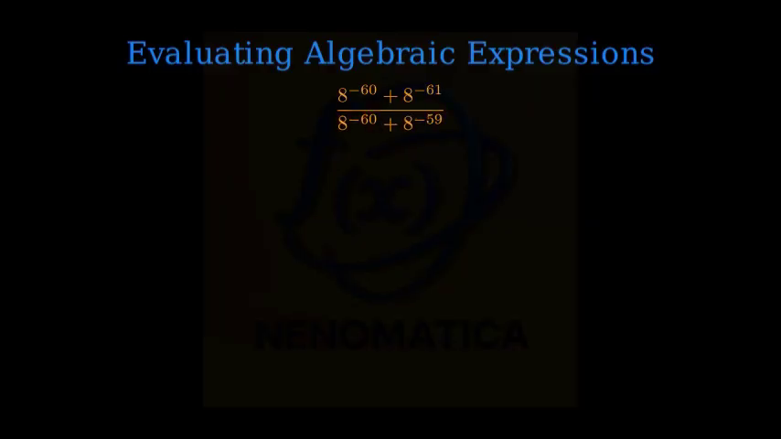We want to find the value of the expression 8 to the power of negative 60 plus 8 to the power of negative 61 divided by 8 to the power of negative 60 plus 8 to the power of negative 59. Let's begin by factoring out common terms. In the numerator, we can factor out 8 to the power of negative 61 from both terms. We get 8 times 8 to the power of negative 61 plus 8 to the power of negative 61, which equals 8 to the power of negative 60 plus 8 to the power of negative 61.